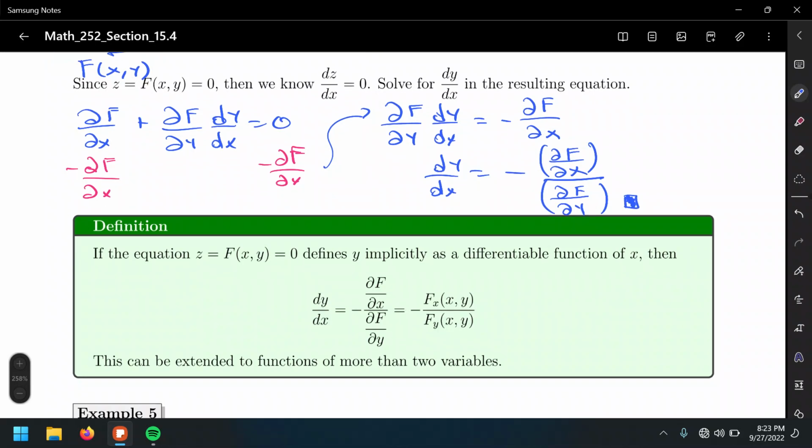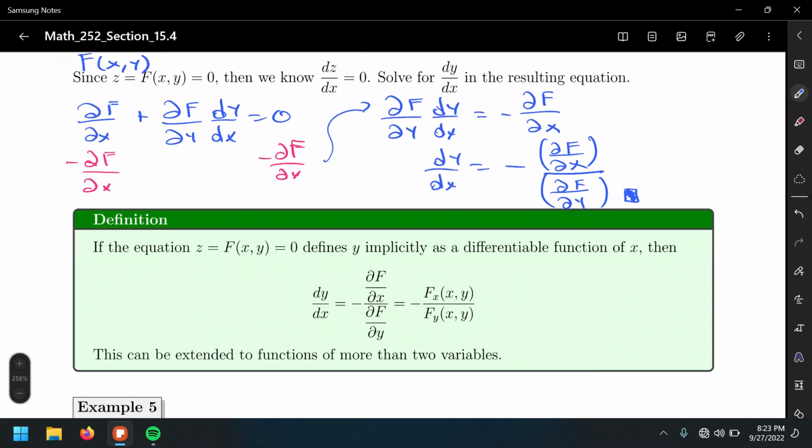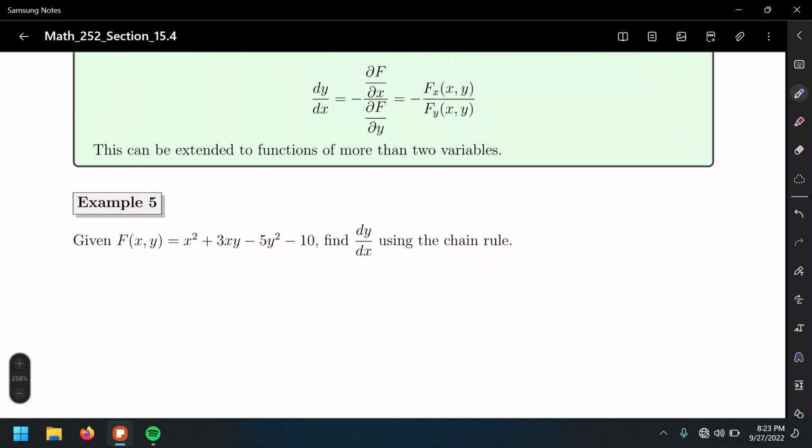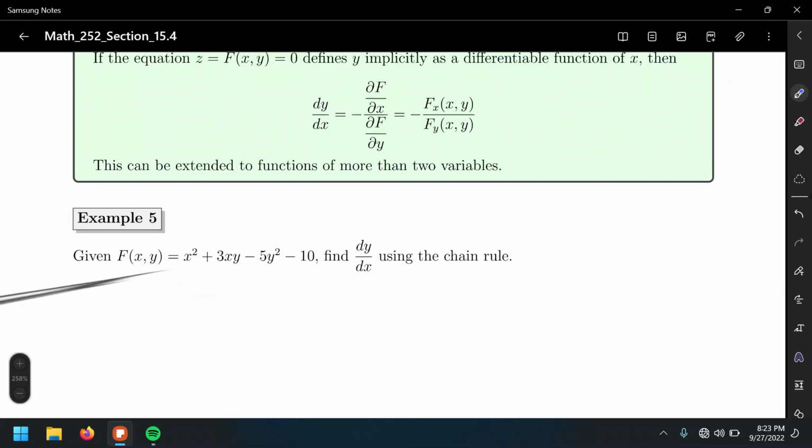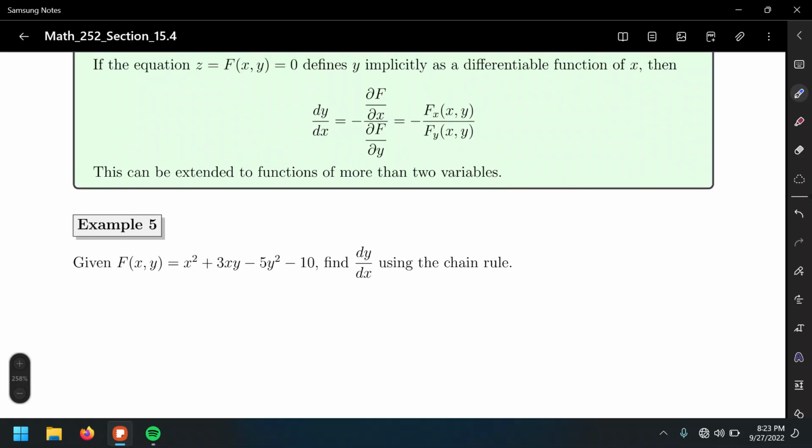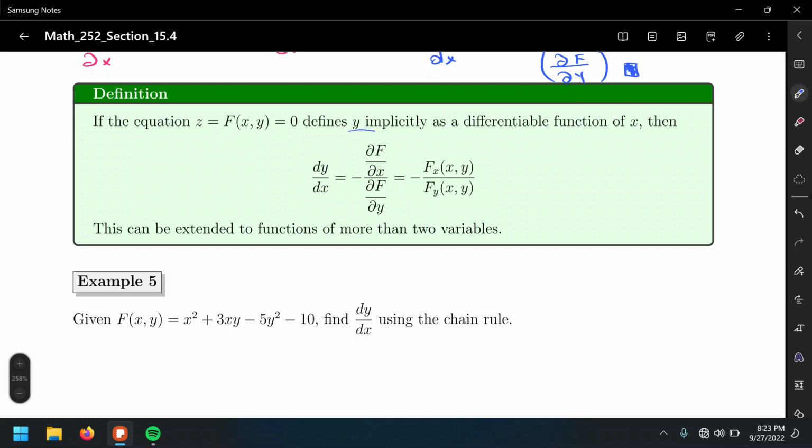Well, even though yes, we're dealing with partial derivatives and the derivation looked a little crazy, actually applying the formula is going to be a lot shorter than what we did before the calc 1 way. So let's look at the same example. In this case, we have f of x, y equals x squared plus 3xy minus 5y squared minus 10. Find the derivative dy dx using the chain rule. Well, using the chain rule is really because we got this from the chain rule ultimately.